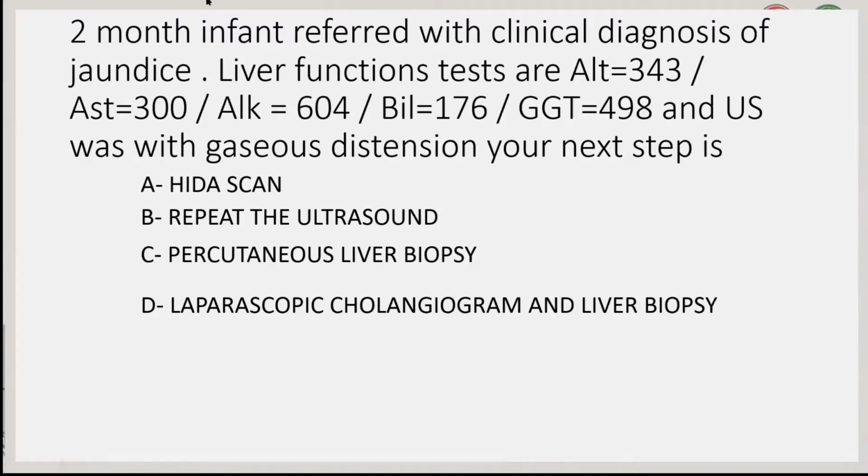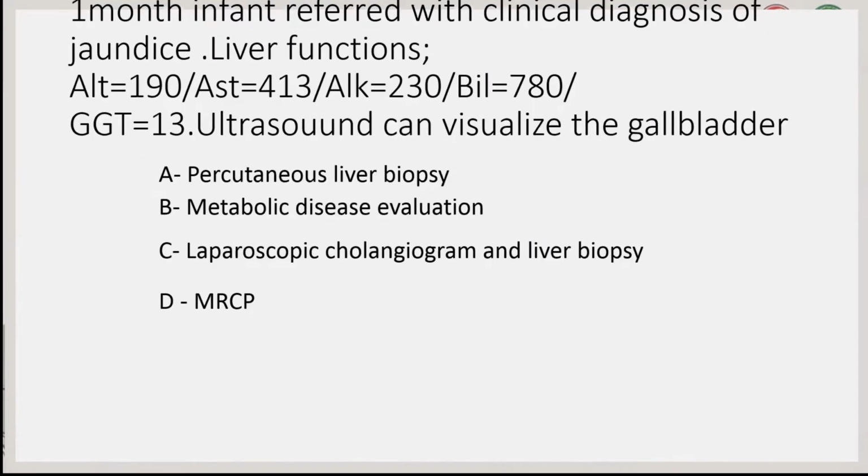Okay. Now, 2-month infant referred with a clinical diagnosis of jaundice, the liver function test, the transaminases, bilirubin, and alkaline phosphatase, and the gamma GT are all elevated. The ultrasound they couldn't comment on the biliary tree because of the gaseous distension. So what is your next step? To do the HIDA scan, repeat the ultrasound, or percutaneous liver biopsy, or proceed for surgical exploration with liver biopsy. Okay, so this is question number 1.